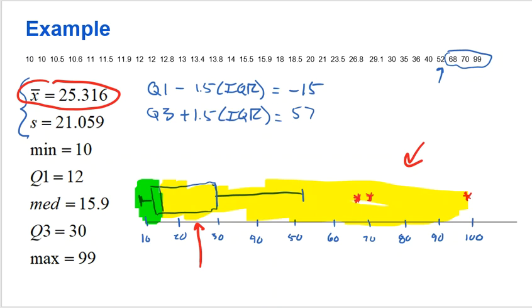All right, so box and whisker plots, very, very simple. Not a whole lot going on with them, but they really provide us some awesome information.